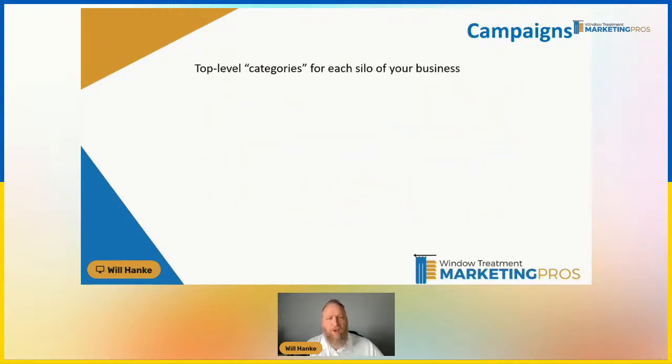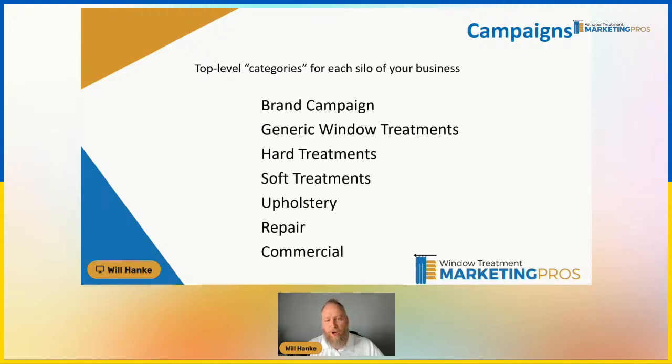So at the campaign level, these are probably going to match up to the main categories on your website. For instance, hard treatments, soft treatments, upholstery. If you do repair, if you do commercial, those kinds of things. You could also do a brand campaign. That means just promoting your brand out there to get more eyeballs, kind of like a brand awareness thing. And then generic window treatments. So these are searches for generic words without location. For instance, somebody who just goes to Google and types in shutters, right? You can target those types of people as well.